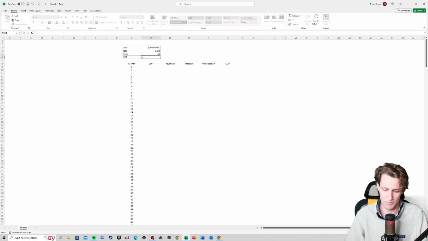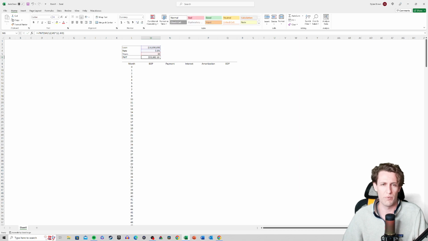All you do is equals PMT, payment, that's what it stands for. The rate, we need to divide by 12 because we want to do this monthly. The number of periods is the years, and we need to multiply that by 12 because that needs to be monthly as well. And then the future value is going to be our loan amount. You need to make it negative. You don't have to. I just prefer to do that.